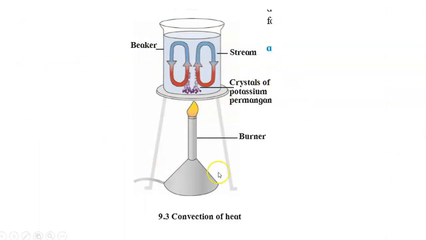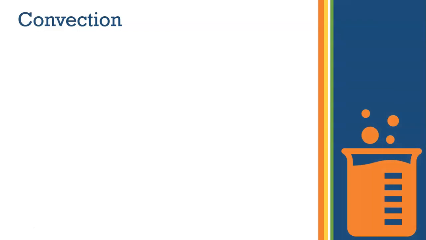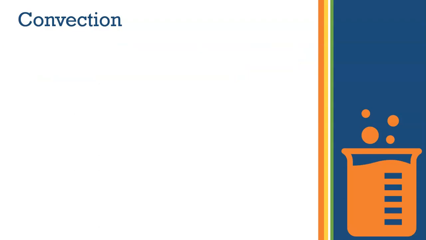This is how the apparatus looks like. There's a burner, there's a tripod stand, a beaker, inside the beaker there's some water, and some crystals of potassium permanganate are added to it. So what happens? Let's see. You will see streams of colored water going upwards and coming back to the bottom. Due to potassium permanganate, these magenta colored streams can be identified easily.